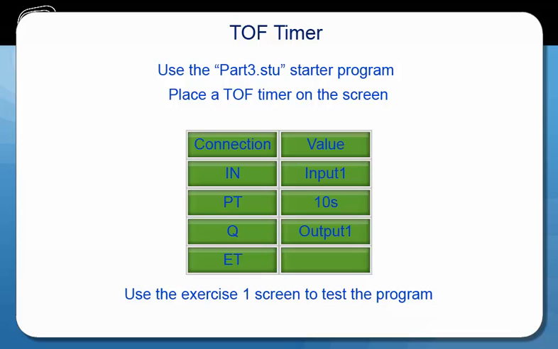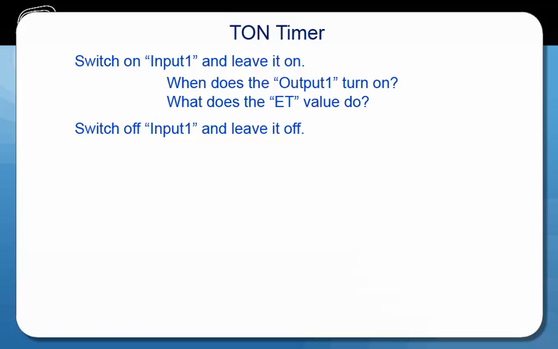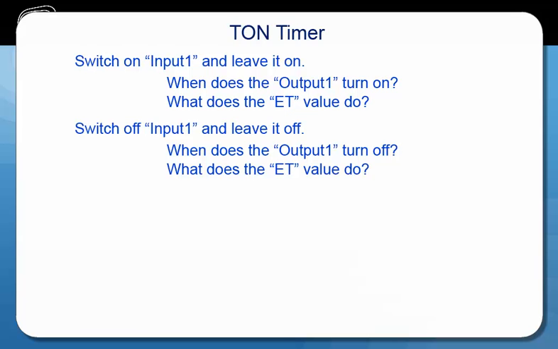Exchange the TON timer for a TOF timer and use the exercise 1 operator screen to test the program. The TOF timer will provide an off delay. Test the timer operation. Switch on input 1 and leave it on. When does output 1 turn on? What does the elapsed time value do? Switch off input 1 and leave it off. When does output 1 turn off? What does the elapsed time value do?